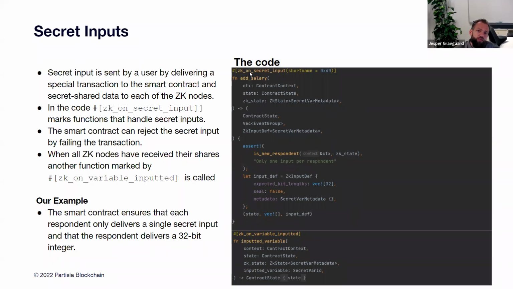So we now have this CK on secret input as a new special way of saying I'm now coding something that handles secret input. And you have some extra data available here, the CK state and the CK, and you can return this CK input definition, which is a definition saying this is the type of input that is being delivered by this person. So what we do here is check that every person who's delivering a salary can only deliver a single salary into the computation. And when the input has been completed, we do nothing in this contract. So now we have the code needed to receive salaries from people.